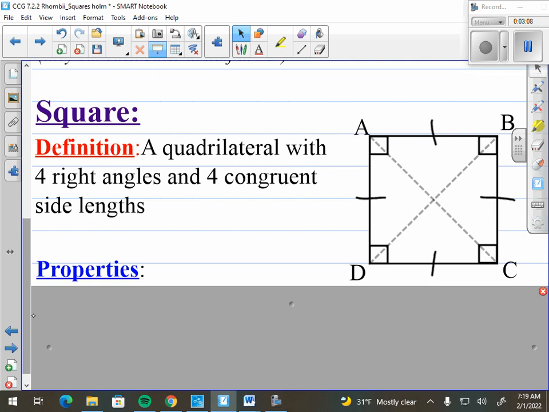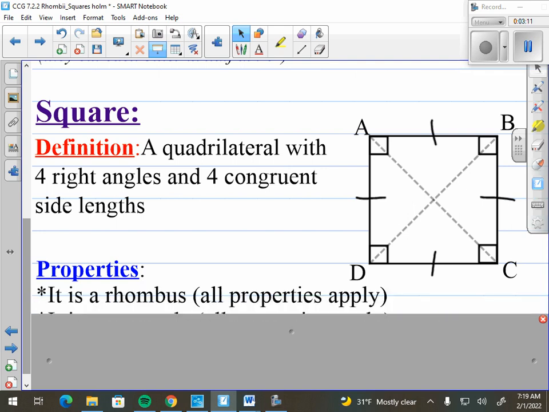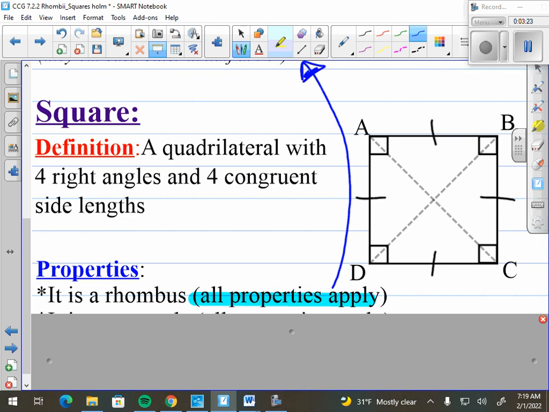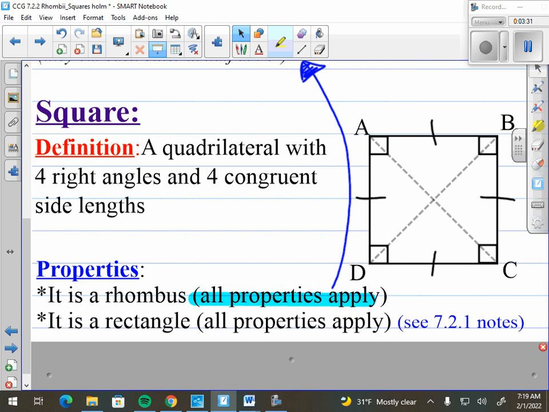So underneath properties, that's what we're going to write. We're going to write it's a rhombus. So all properties apply. Instead of copying them all down again, let's just draw a big arrow up to the properties of a rhombus above. And the last property of a square is that it's a rectangle because it has 4 right angles and it's a quadrilateral. So you guys should write all properties apply, see 7.2.1 notes. So it's already in your notebook. You just have to turn back a page.